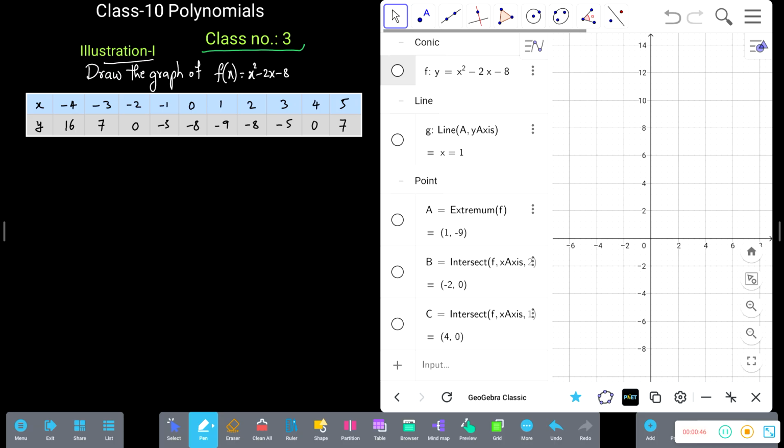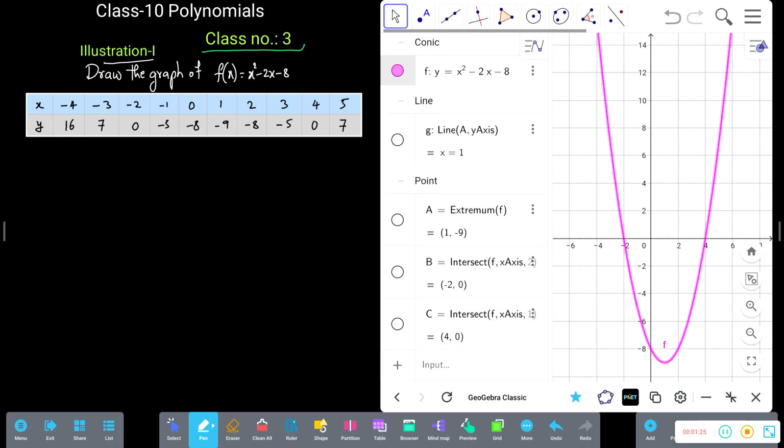Okay, so illustration 1, draw the graph of f of x equal to x square minus 2x minus 8. For this polynomial, I have already written the points table. x, y: minus 4, 16; minus 3, 7; minus 2, 0. I have already written this in order to save our time, as you learned how to find these points in the previous class. So if I plot these points on the graph paper, how will the graph appear? You can see on the right side how the graph will appear, right?